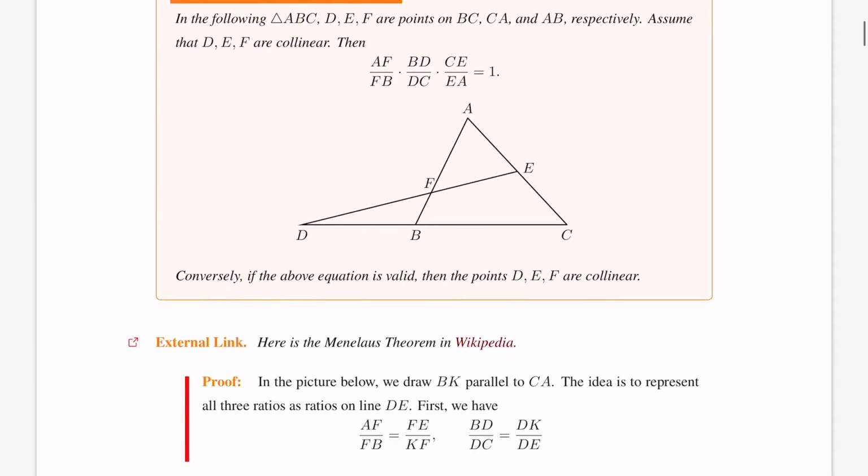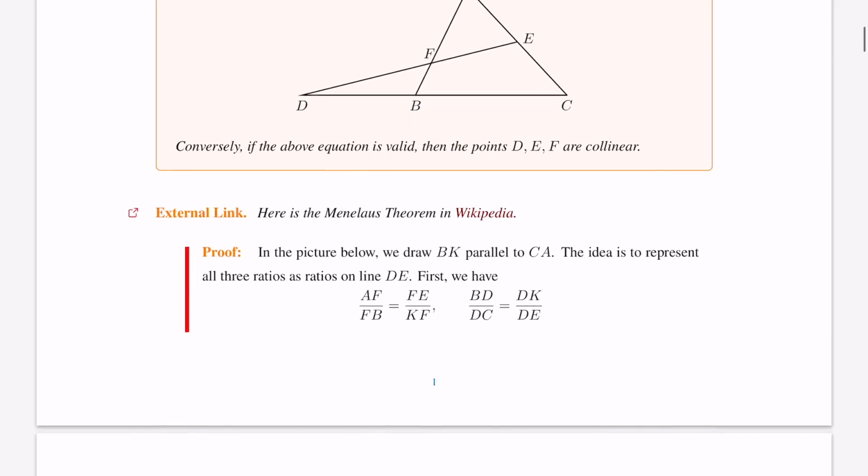Note that the three ratios, AF over FB, BD over DC, and CE over EA, are basically far apart. It's very difficult to make them interact with each other so that their multiplication could be equal to 1. So that's the difficult point. The idea in the whole of Euclidean geometry is that we want to move all the interesting parts together.